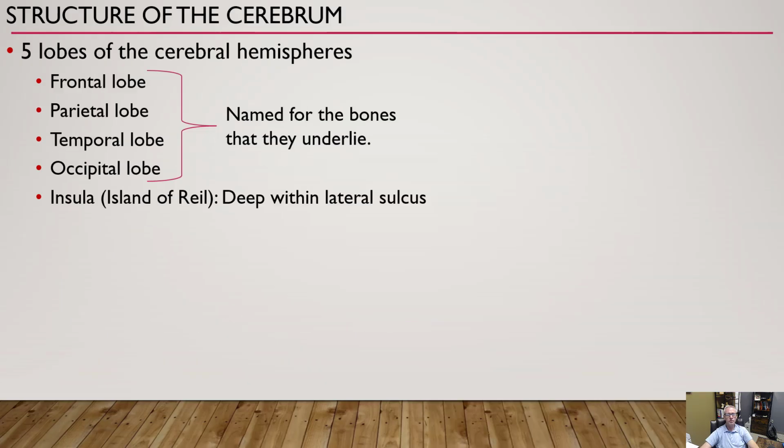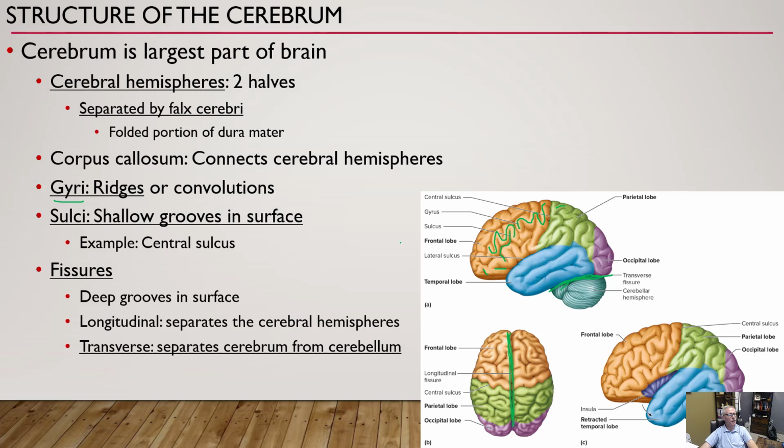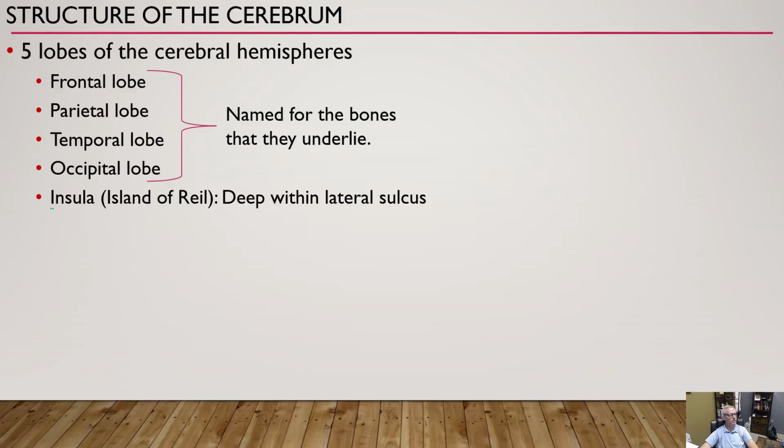All right, so the lobes of the brain. We talked about the bones of the skull. The lobes of the brain fall underneath the bones of the skull, and that's what they're named for. So the frontal bone, frontal lobe, parietal lobe, temporal lobe, occipital bone, occipital lobe. Here is your frontal lobe, parietal lobe, temporal lobe, and occipital lobe. Now we also have this fifth lobe of the brain.